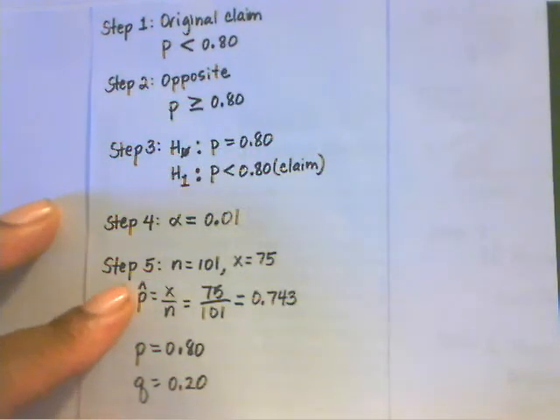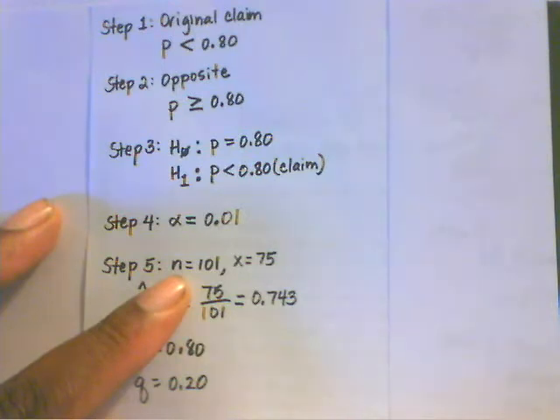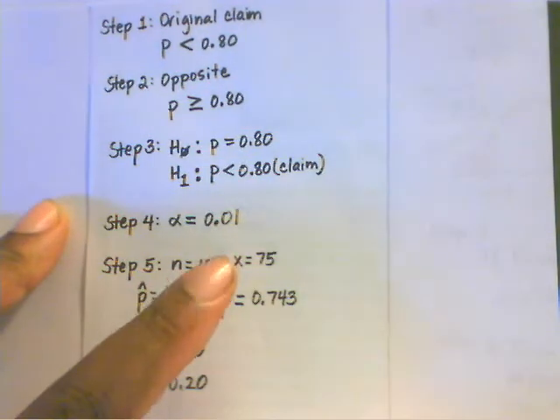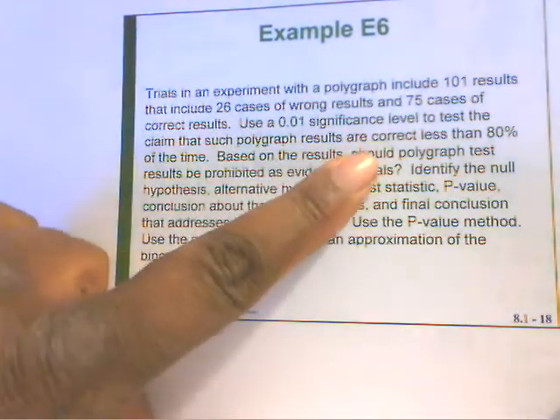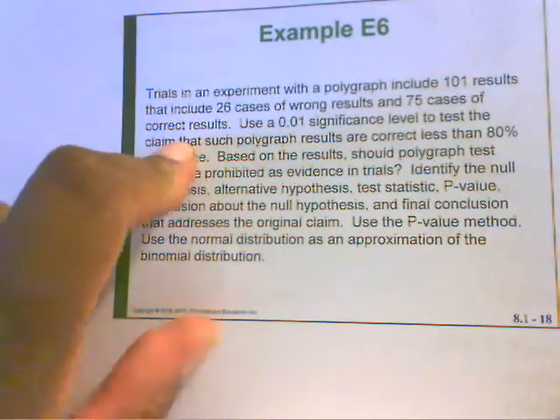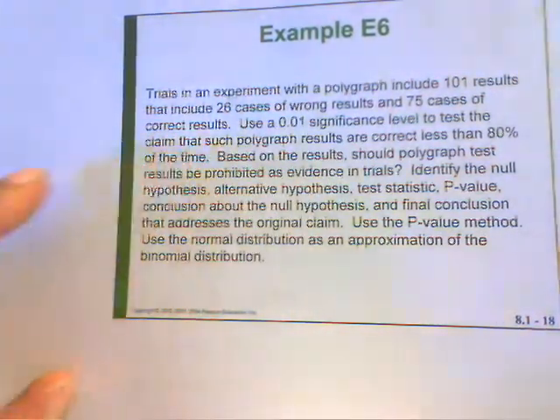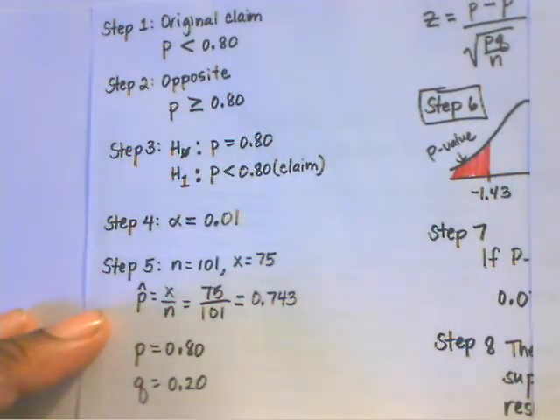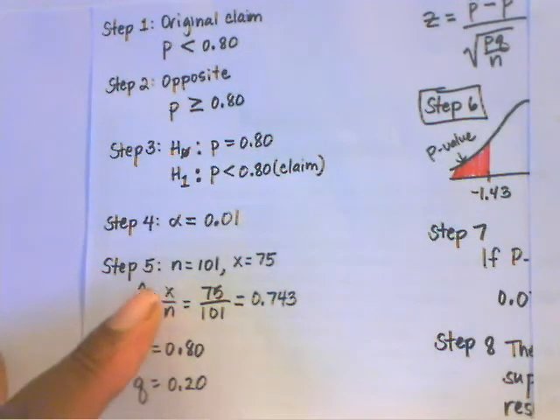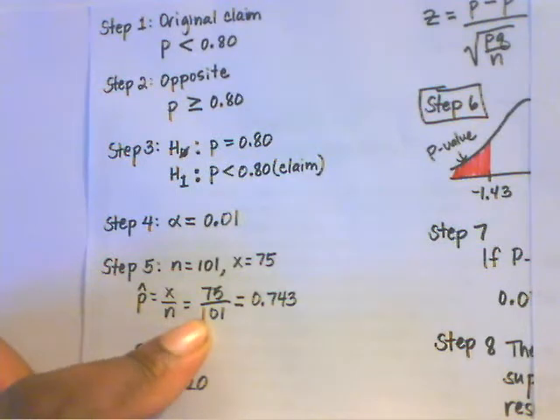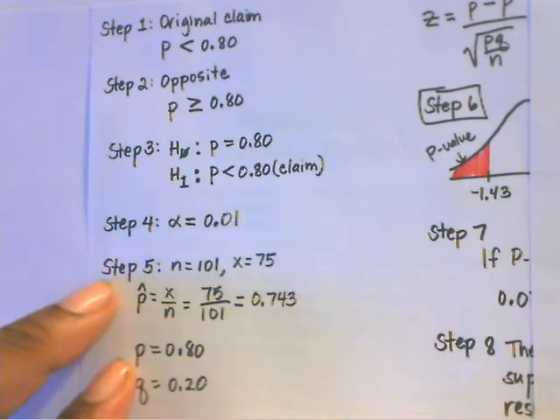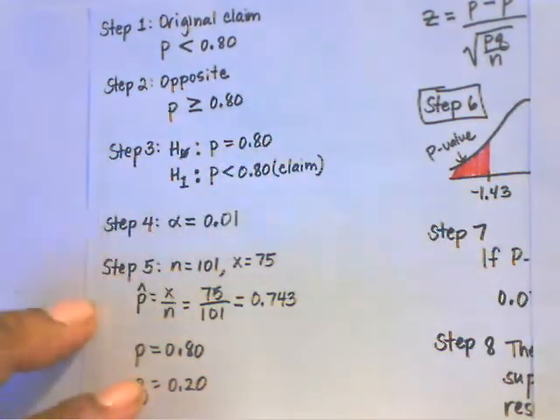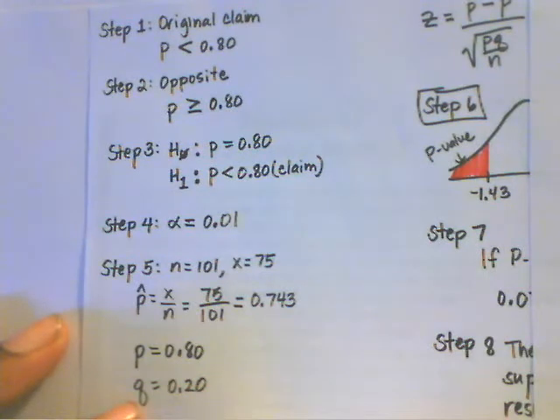Step number 5 is to calculate the test statistic. Here, we're told that we have 101 results. That's your n equals 101. Now, we're dealing with 75 correct results. We're not dealing with the 26 because we're testing the claim that such polygraph results are correct. So we want the ones that gave us the correct results in our sample, 75 cases of correct results. That's going to be the x, which is equal to 75. So for p hat, we use x over n, or 75 over 101, and as a decimal, 75 divided by 101 will be 0.743. Your p is from your hypothesized p amount, which is 0.80. That's from the null hypothesis. And q is going to be 1 minus 0.80, which is 0.20.